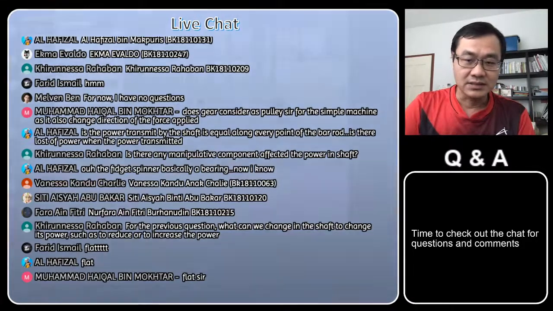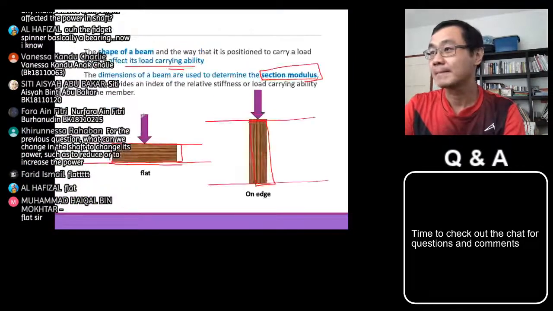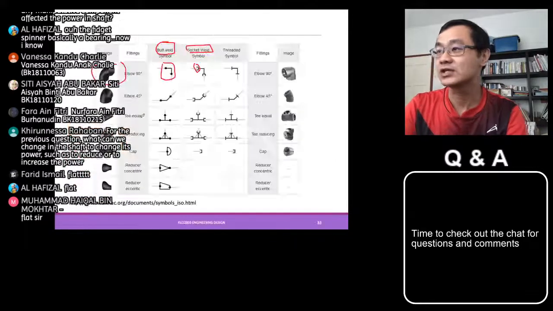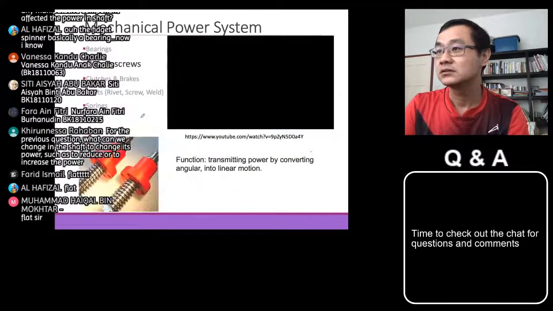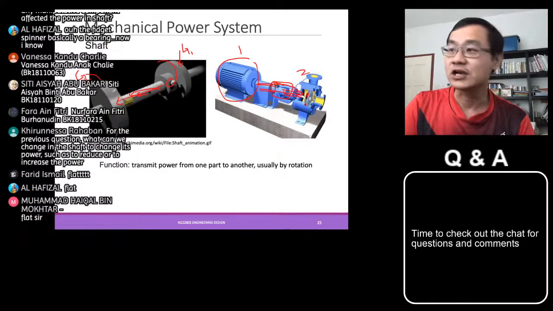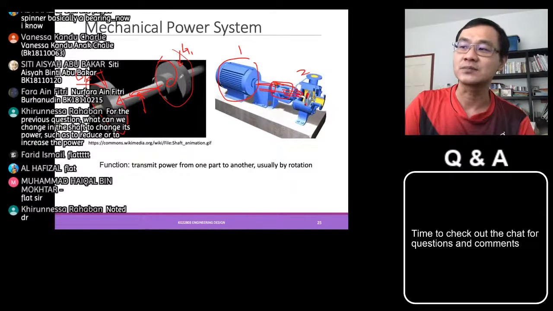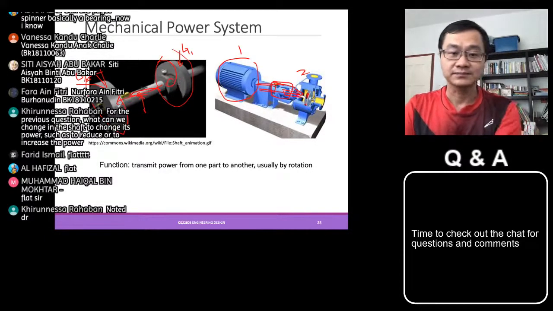You can see in this slide, let's go back to the shaft for a while. We can see that this is the shaft. This shaft will not do anything except transmit power from one end to the other. If we want to modify the type of torque, the speed and other things, then we need this kind of component to help you. They only transmit from one end to the other.